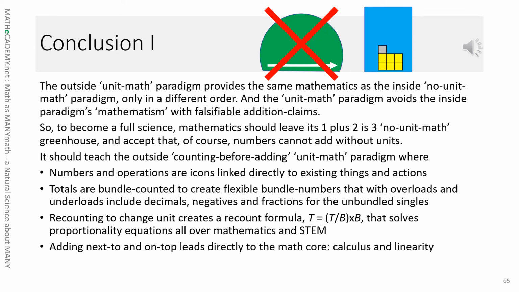It should teach the outside counting before adding, unit math paradigm. Where numbers and operations are icons, linked directly to existing things and actions. Where totals are bundle counted, to create flexible bundle numbers, that with overloads and underloads include decimals, negatives, and fractions, for the unbundled singles. Where recounting to change the unit creates a recount formula, T is T over B times B, that solves proportionality equations, all over mathematics and STEM. And where adding next to, and on top, leads directly to the math core, calculus, and linearity.